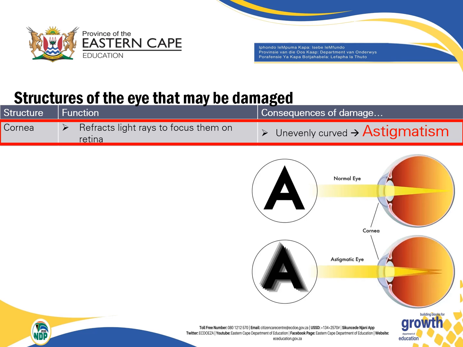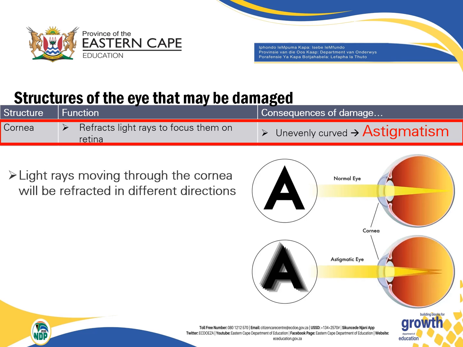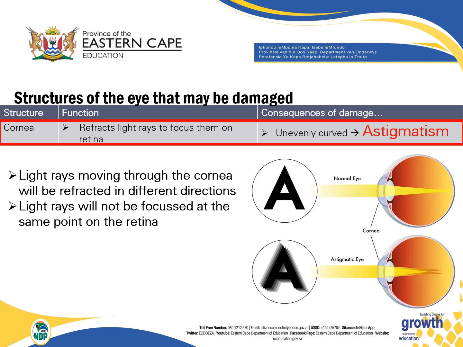So let's look at what astigmatism is. What happens in astigmatism is light rays that move through the cornea are normally refracted and focused on one particular point. But with astigmatism, the light rays are refracted in different directions. Therefore, the light rays will not all be focused on the same point at the back of the retina. This will lead to a blurred image.